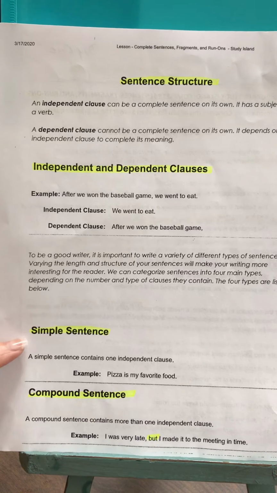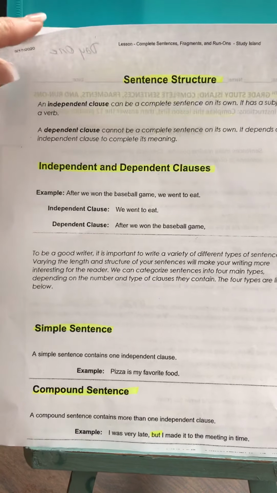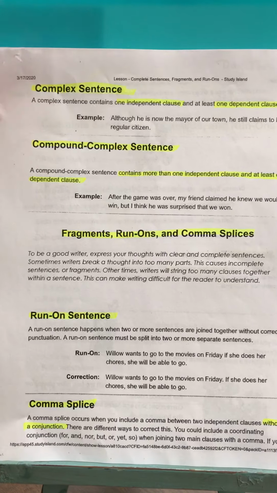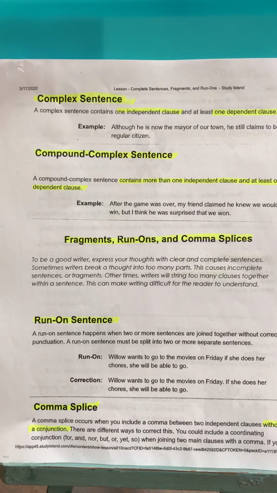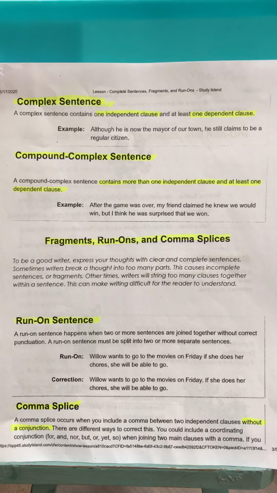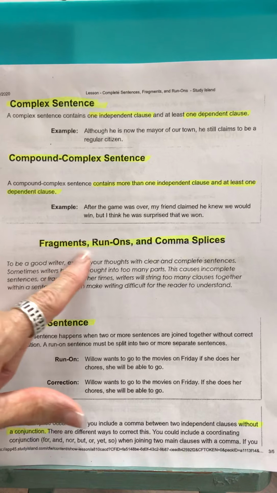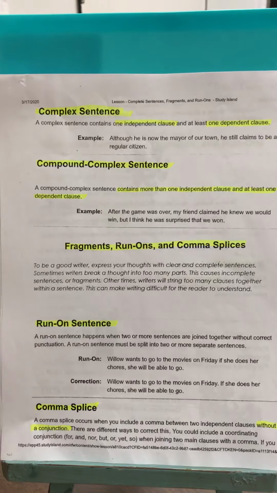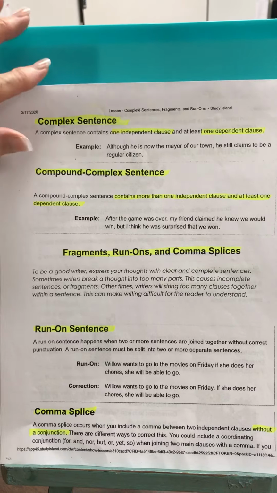It talks about a simple sentence and a compound sentence. We've already studied those. Complex and compound-complex sentences. It all has to do with punctuation and whether or not there's a conjunction in there. Then it covers fragments, run-ons, and comma splices. Now remember, this is a Study Island lesson. Then run-ons and comma splices.